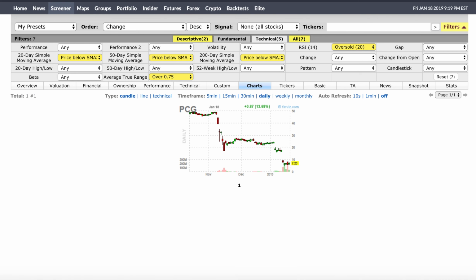So these are the scans you can use with Finviz to find stocks which are overstretched on the downside or overstretched on the upside, or if you want to trade in the direction of the trend, those are the scans that you can use.